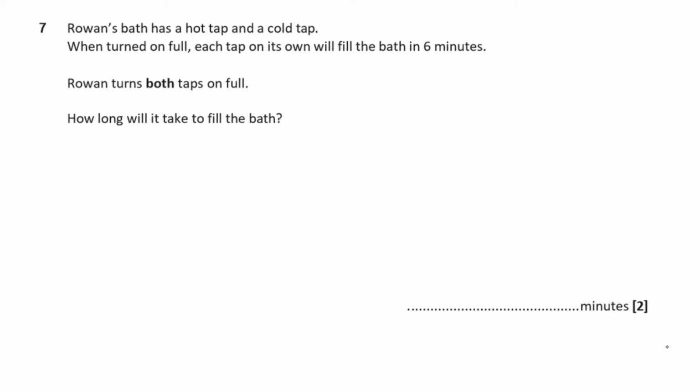Well, if it takes 6 minutes to fill the bath with one tap, then each tap is putting in 1/6 of the volume of the bath per minute, isn't it? Okay, so I don't know what the volume of the bath is, but I know that 1/6 of it is filled every minute from each tap. Now, if you've got both taps running, then for both taps, that's going to be 2/6, isn't it, or 1/3. So it's going to fill up 2/6 of the bath per minute.